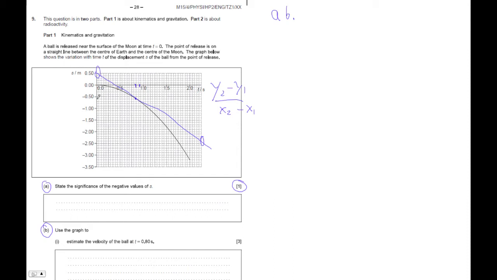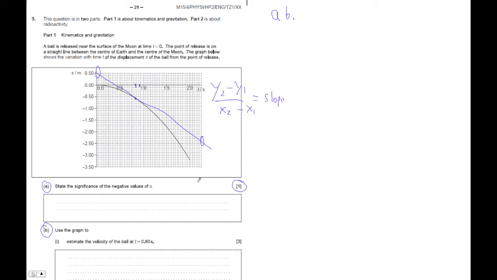So be careful. In this direction, every square is 1/100th of a meter. In this direction, every 2 squares is 1/10 of a second or something like that. So just read it carefully. So this is way number 1. That's your slope, and therefore it's your instantaneous velocity, right?